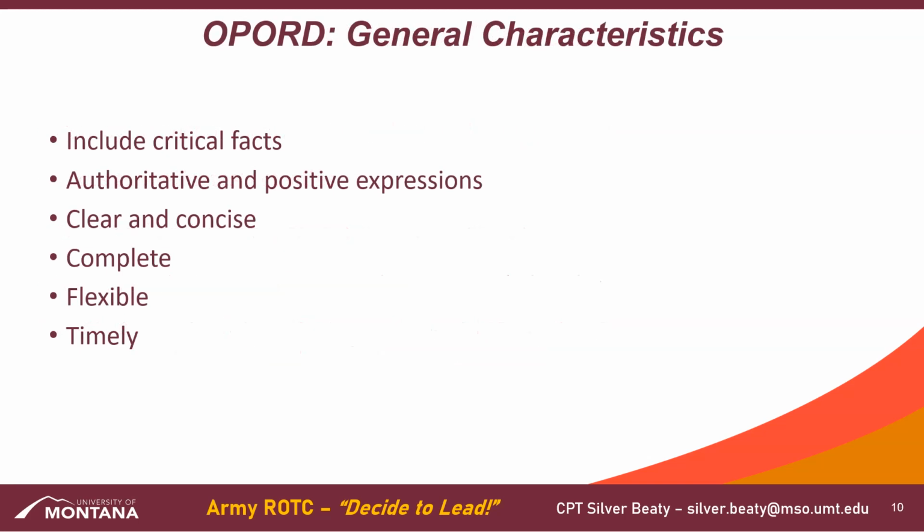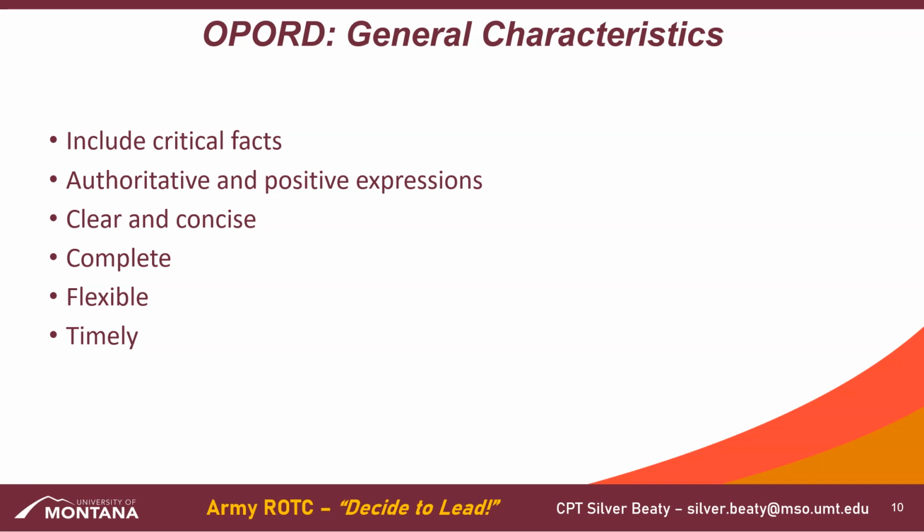Nice and broad. General characteristics: what we want to see out of an op order is that it has the critical facts. Like I said earlier, not necessarily fluff. We just need to know the critical facts of this mission or operation. They are written or given in an authoritative manner with positive expressions. They're clear, concise, to the point. They are complete. It is important that they are complete orders. We don't want to be issuing out orders that don't have all of the information. That would be more of a WARNO. But a full op order should be complete.